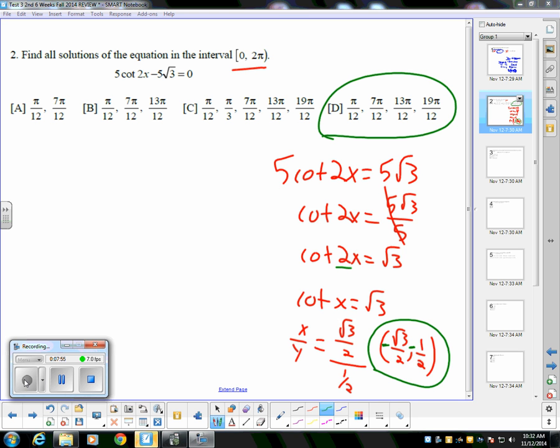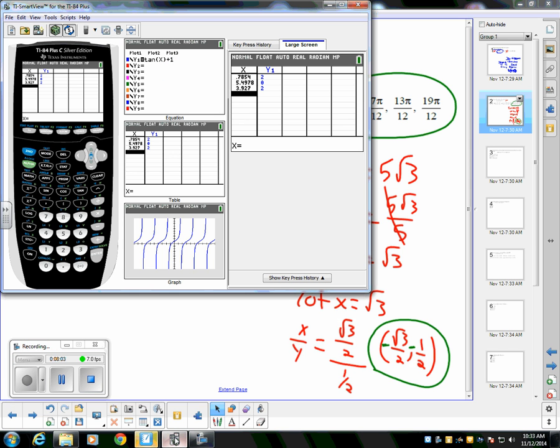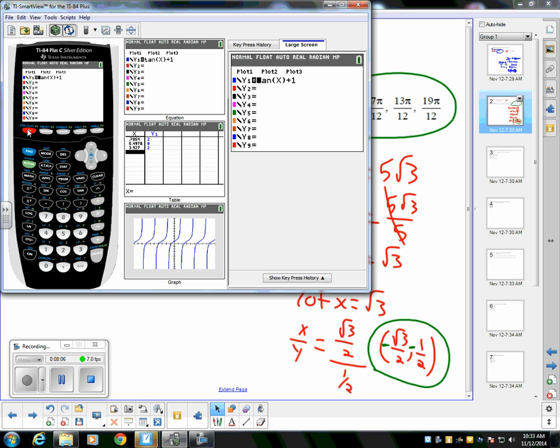But we can always check this, which goes back to the other way people like to do this. They like to put it into their calculator. So if I'm going to put it in the calculator, I want to go back to y equals here. I want to clear that out right there. And if I want to type in my equation, I'm going to have to type it in like this. 5 parentheses, and cotangent is 1 divided by tangent. Then I want to put in a 2x. And what I want to do is do double parentheses, because that is my entire cotangent. And then I'm going to subtract 5 times the square root of 3.